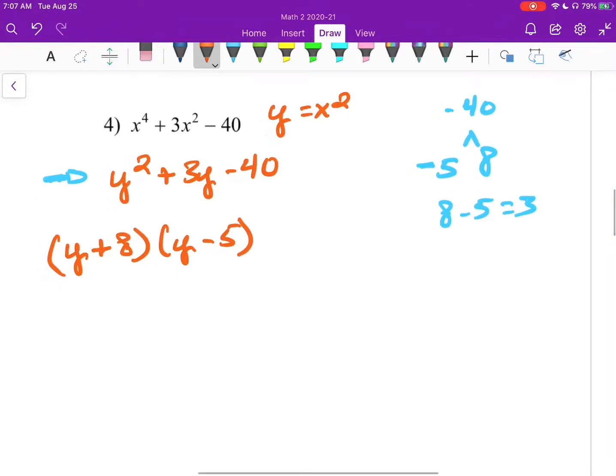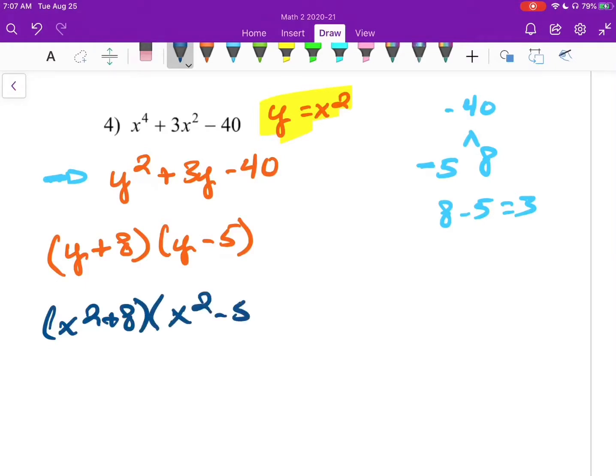Now that we've factored it, we need to plug back in our x squared. So we're going to say, well, this is the same thing as x squared plus 8, x squared minus 5. And at the end of these problems, we want to check, can we factor this again? The spot where we would be able to factor it again, if we could, would be the second term with the minus, x squared minus 5. So we want to check, is that a difference of 2 squares? And the answer is no, because 5 is not a perfect square. So we're done.